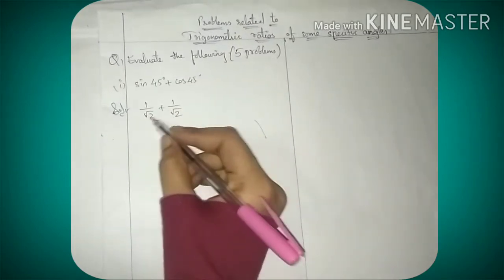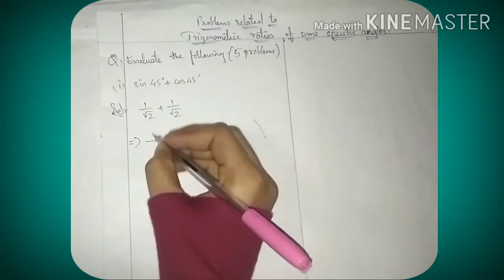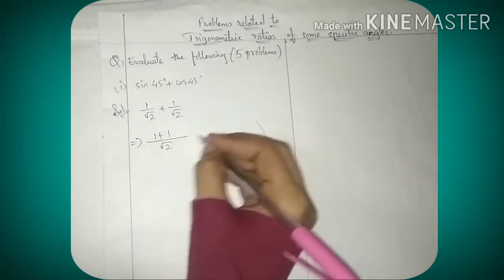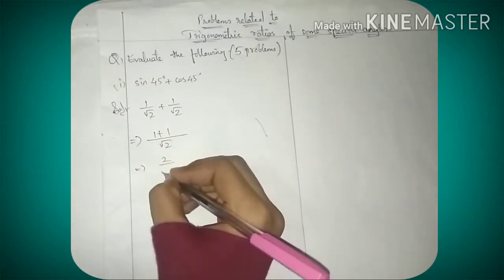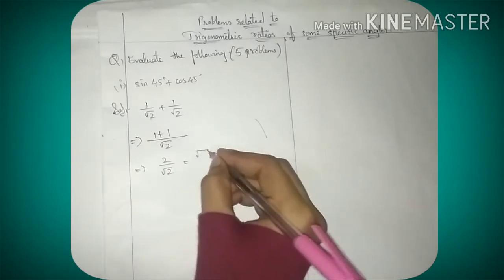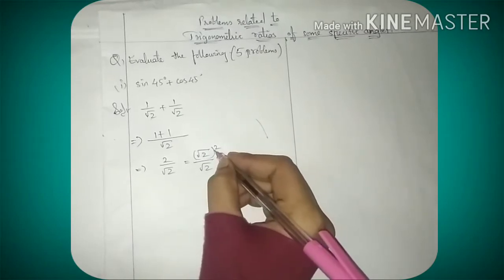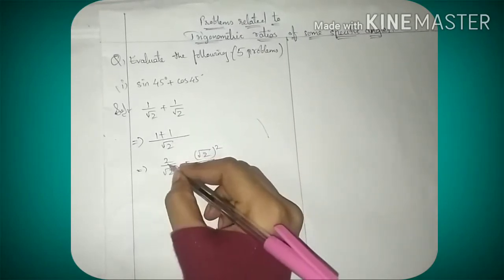Here the denominators are the same. We can take it common and now we can add the numerators. 1 plus 1, we will get 2 by root 2. Now in place of 2 we can write root 2 whole square by root 2, because if we cancel the square and root, you will get 2 as it is.